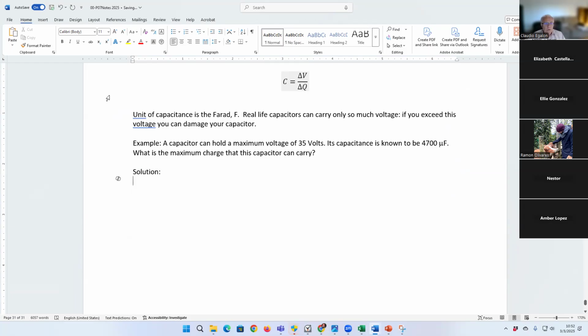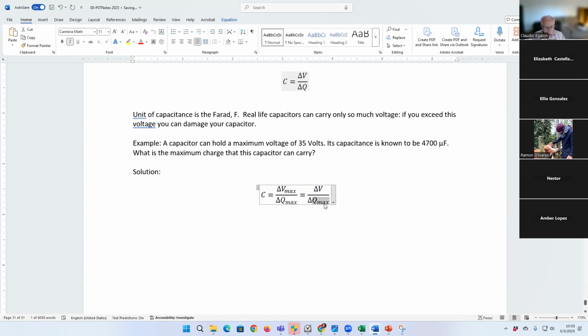Solution. Just use the formula of capacitance right in here. You want to know the value here, but don't forget, you want to use the maximum voltage, right? And you want to use it to find out the maximum charge, right? It doesn't matter if you have the maximum voltage and the maximum charge. It can be any voltage and any charge.